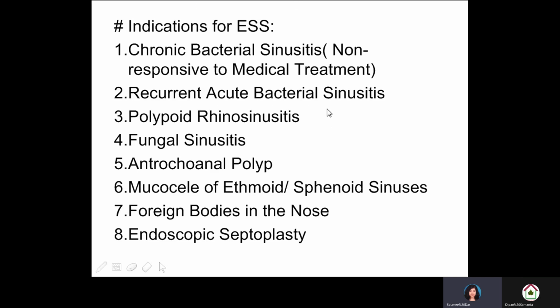Indications for ESS or endoscopic sinus surgery: chronic bacterial sinusitis non-responsive to medical treatment, recurrent acute bacterial sinusitis and polypoid rhinosinusitis, fungal sinusitis, antrochoanal polyp, mucocele, ethmoid or sphenoid sinuses, foreign bodies in the nose, endoscopic septoplasty. So these are the conditions for which we normally do endoscopic sinus surgery.